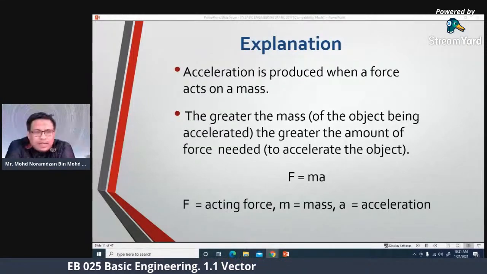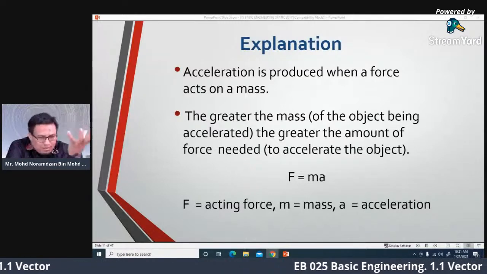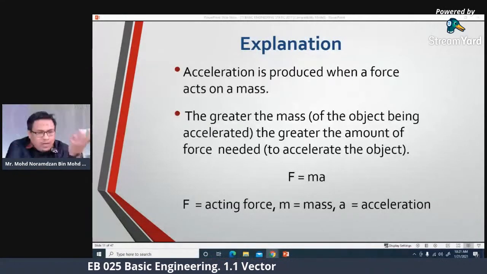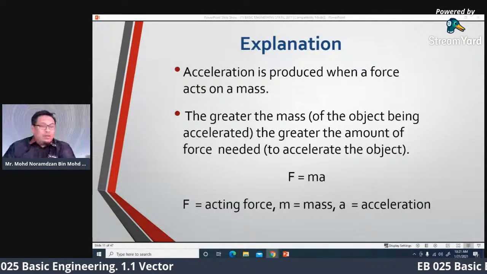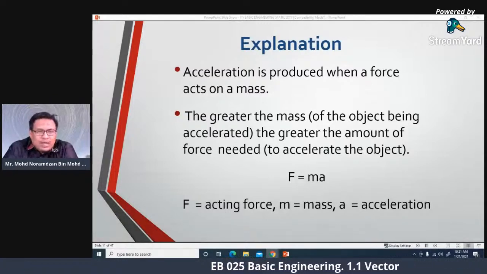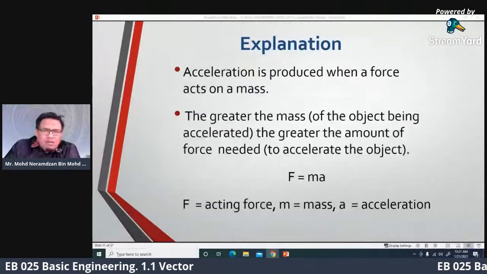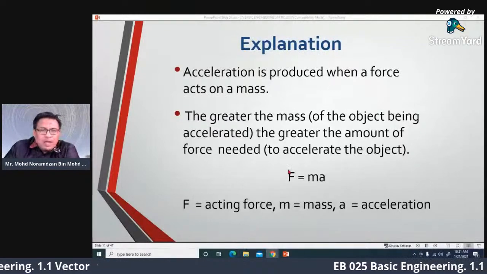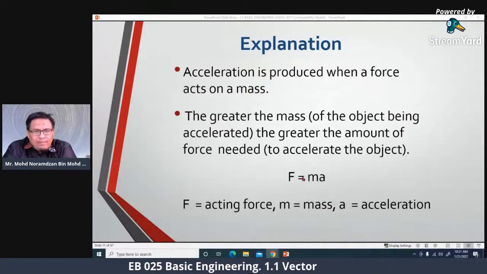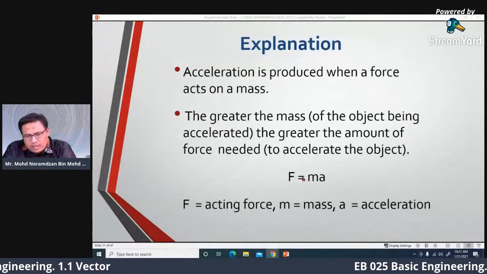So the greater the mass, that means the weight of the car is more, so we need a greater amount of force, for example the lorry. So F is equal to MA. Force equals MA. F is the acting force, M is mass, A is acceleration. The unit is Newton.